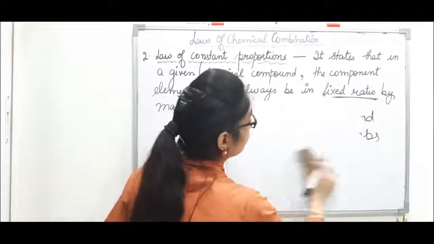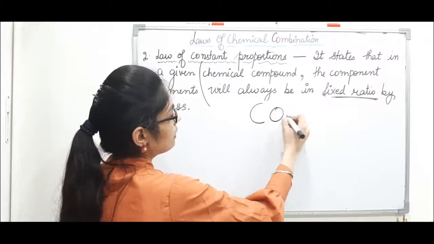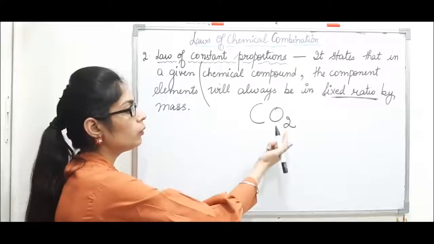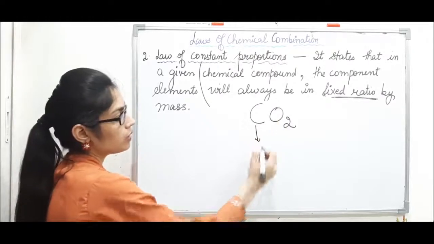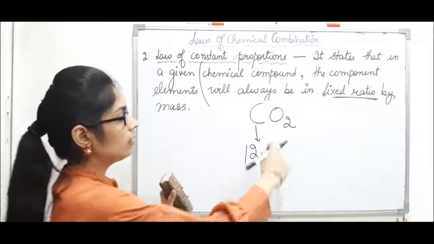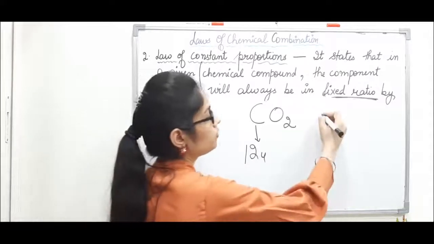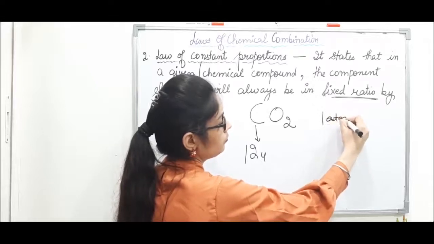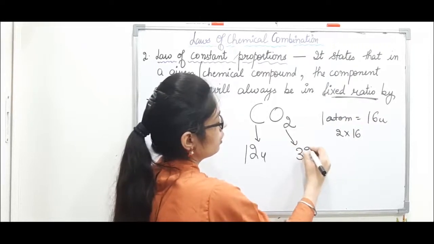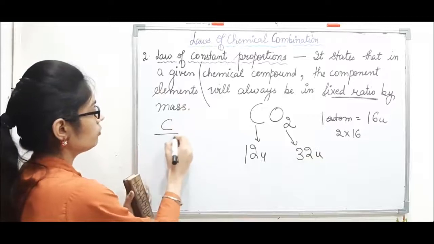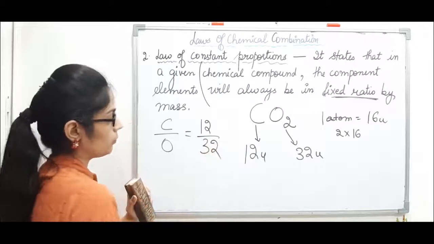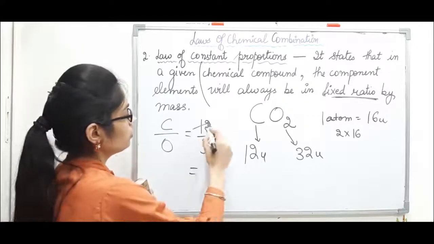So carbon dioxide, if we take, is also a compound in which we have 1 atom of carbon and 2 atoms of oxygen. So let's find out the mass. The mass of 1 atom of carbon is 12 u, 12 unified mass, and for the mass of 2 atoms of oxygen, the mass of 1 atom is 16 u. So 2 atoms will be 2 into 16, which is 32 u. Now we can find the ratio of their masses. Carbon is 12 and oxygen is 32. So you can do the cancellation. 2 into 6 is 12.